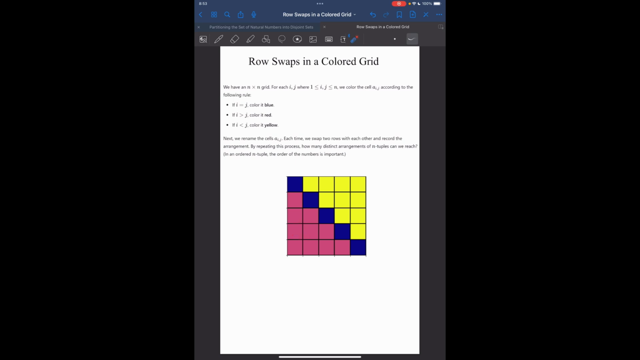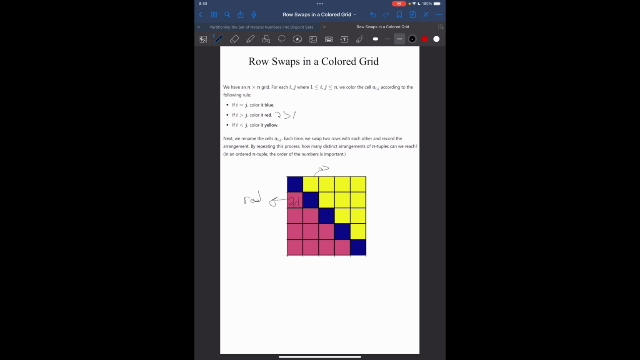So here, for example, at (2, 1), I have row 2, column 1. As you can see, 2 is larger than 1, so I am below the diagonal and the color is red. If I have something above the diagonal, the color would be yellow.